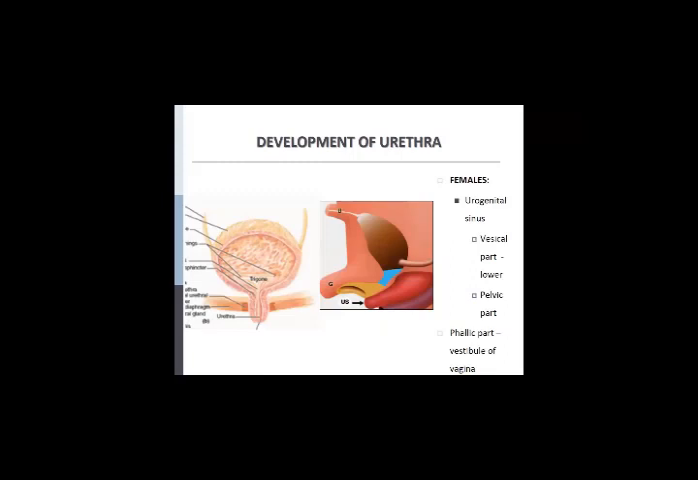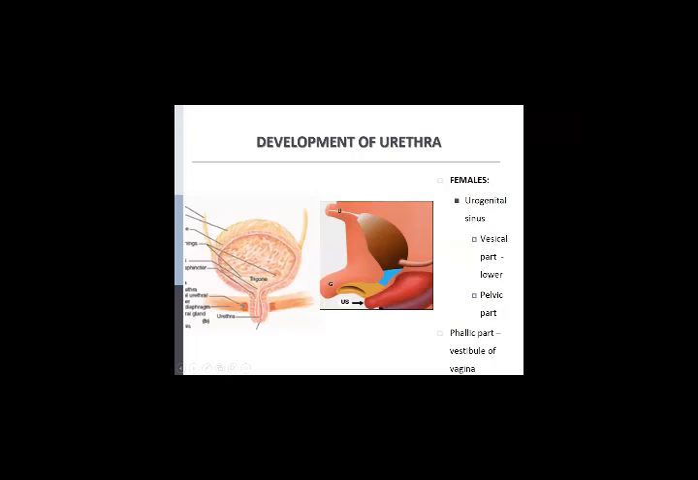Females में क्या होता है? This is the trigone. This is the intermediate part of the urethra that is present in the urogenital sinus. Muscles of the urogenital sinus. Pelvic urogenital afferent.